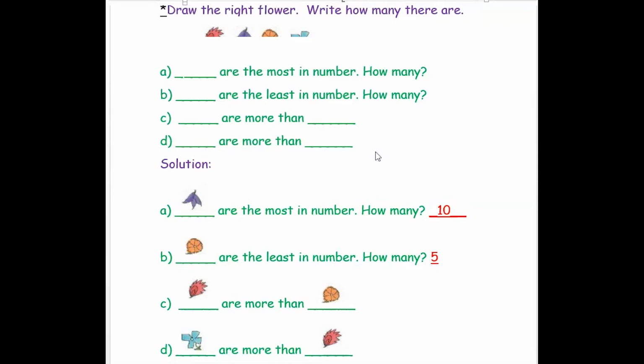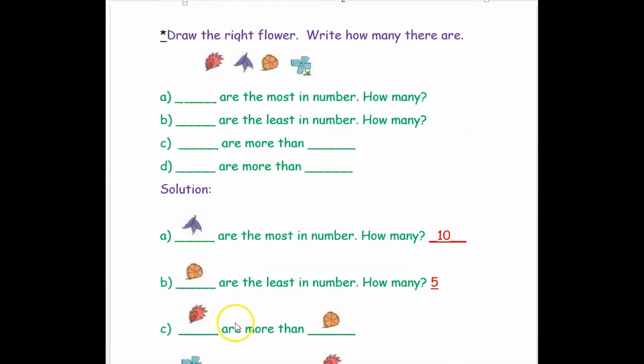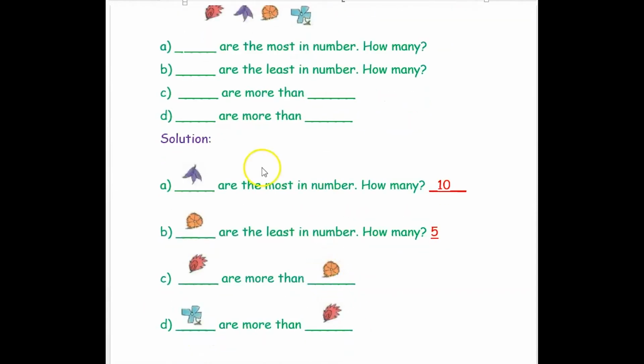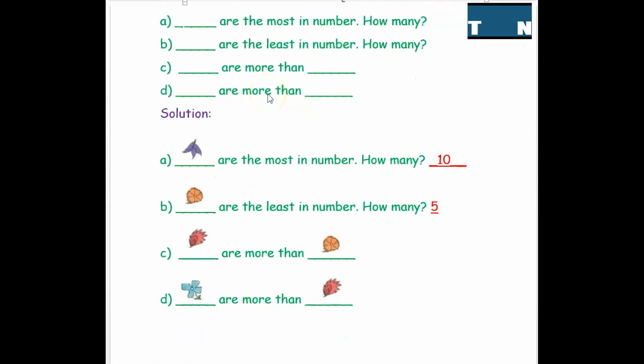Dash are more than dash is our next question. Which flowers are more than which flowers? Now if you see the table, red flowers are more than orange flowers. Red is more in number compared to orange. So red flowers are more than orange flowers. Next last question, dash are more than dash. If you compare blue flowers and red flowers, blue flowers are more than red flowers. And purple flowers are more than blue flowers. Whatever we want, we can write. So here I am writing blue flowers are more than red flowers.